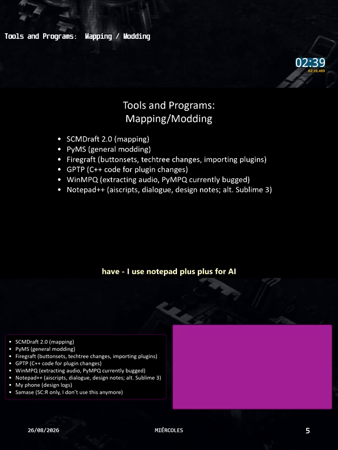I use Notepad++ for AI scripts, for dialogue, design notes, basically any sort of notation I have to write, and any sort of code that I have to write that isn't done in Visual Studio, which is what I use for GPTP. And I have been informed that Sublime 3 may be a superior, or at the very least an alternative program to use here, so it's really down to personal preference. Again, this is just what I use, not necessarily the best things to use.